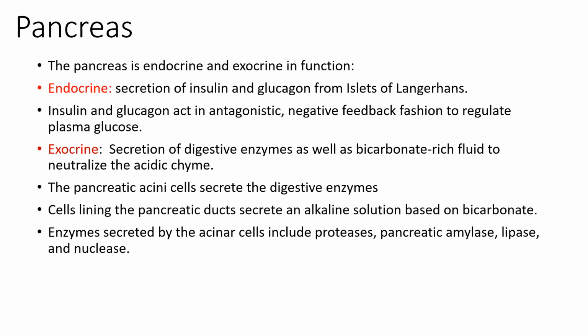So the pancreas is both endocrine and exocrine. We know its endocrine role. It releases glucose and glucagon from the islets of Langerhans. Alpha cells make glucagon, beta cells make insulin. We use negative feedback, but its exocrine function is to produce digestive enzymes and to neutralize the acidic chyme.